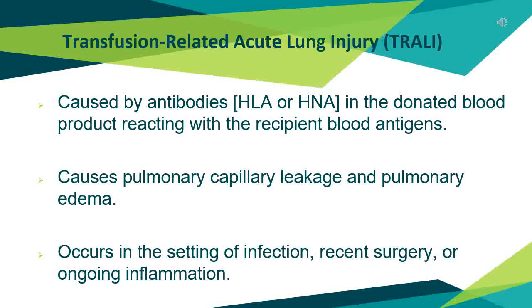Transfusion-related acute lung injury (TRALI). Acute lung injury due to blood transfusion may occur due to the presence of antibodies like anti-HLA or anti-HNA in the donated blood. These react with the recipient's blood antigens and induce pulmonary capillary leakage and pulmonary edema. This type of transfusion reaction occurs in the setting of infection, recent surgery, or ongoing inflammation.